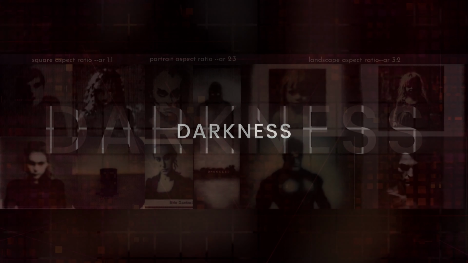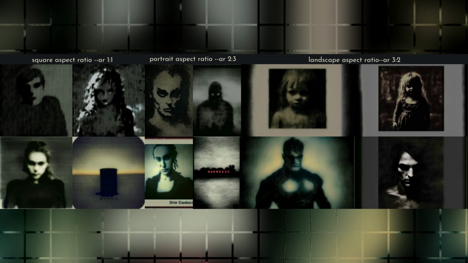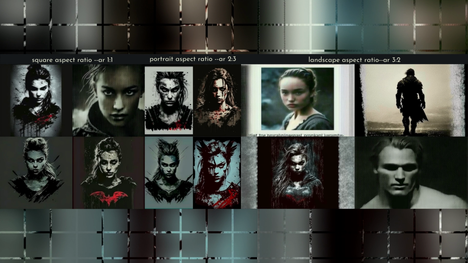Darkness. Very sinister images. Nothing fantastic here. This one is really creepy. The Stylize 1000 seems to improve the images somewhat. I still do prefer the other styles more with this prompt. Just notice that this one has a Batman logo on it. But overall I think the portrait aspect ratio looks the best out of these.